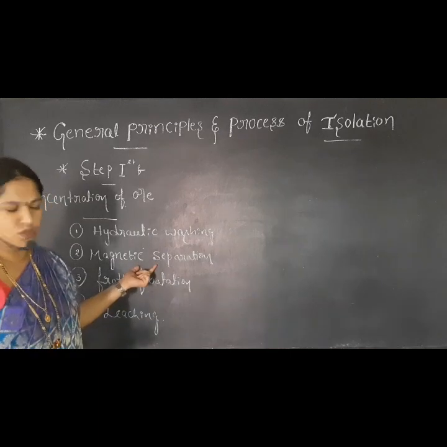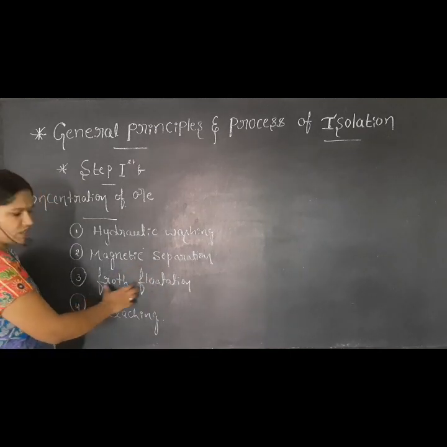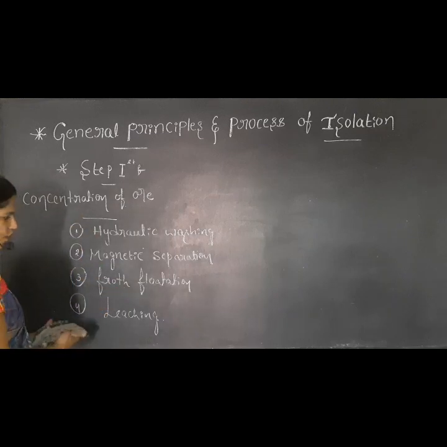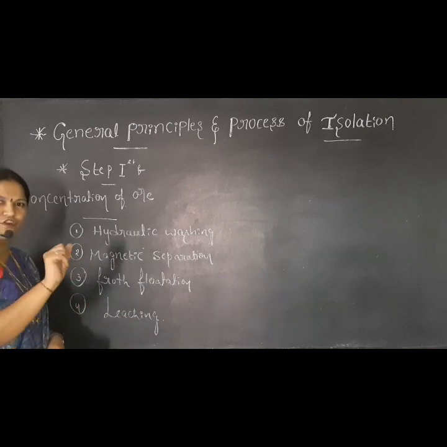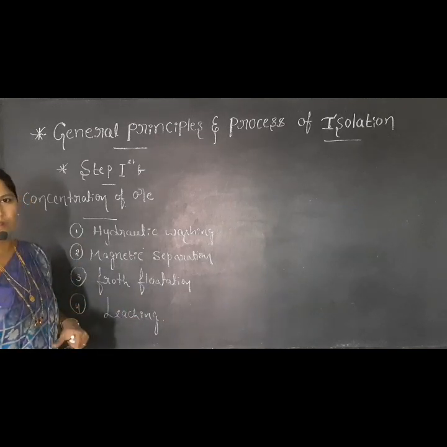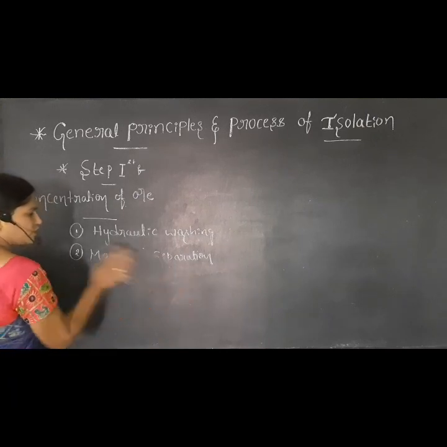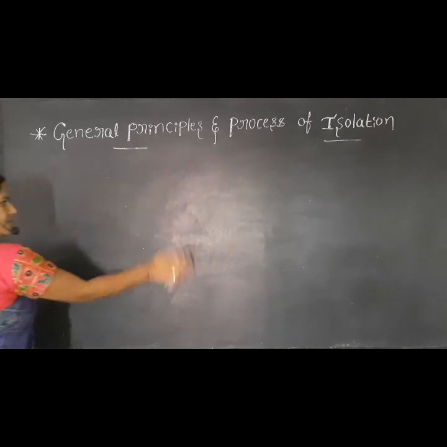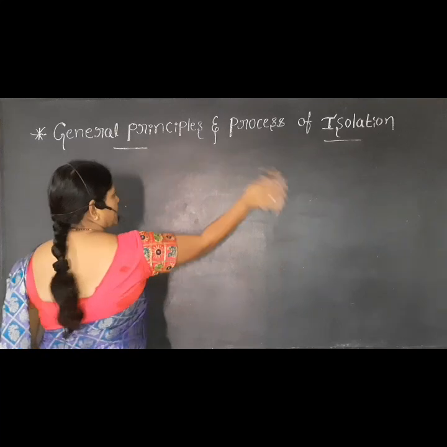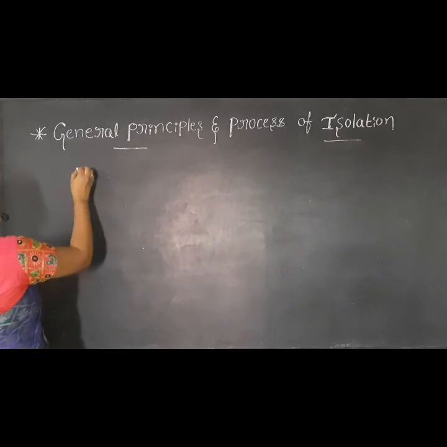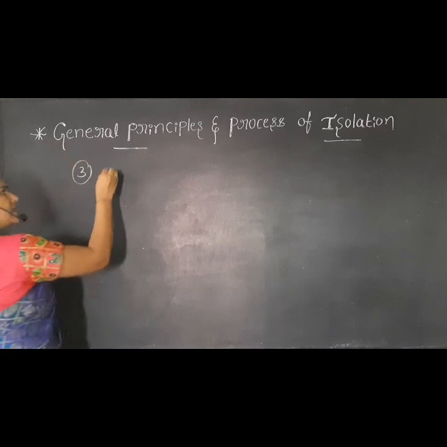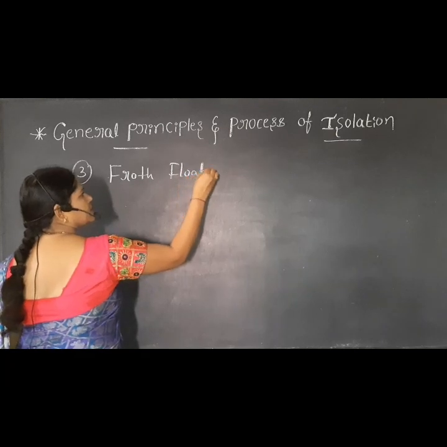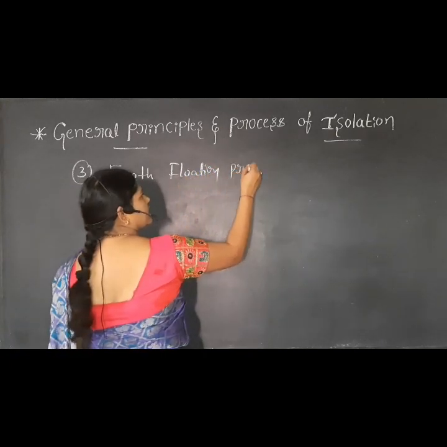We already discussed this also. Now we have to go to the discussion of froth flotation, which is one of the methods of concentration of ore. The remaining one is leaching. These are four different general methods we use for the removal of unwanted material. So let us directly move on to the third method under concentration, that is the froth flotation process.